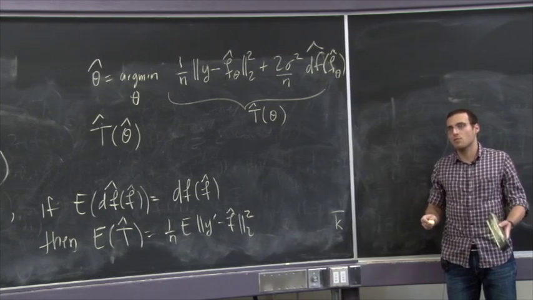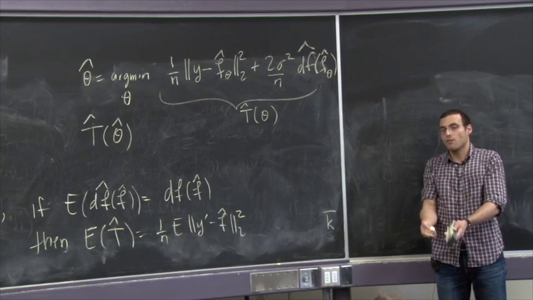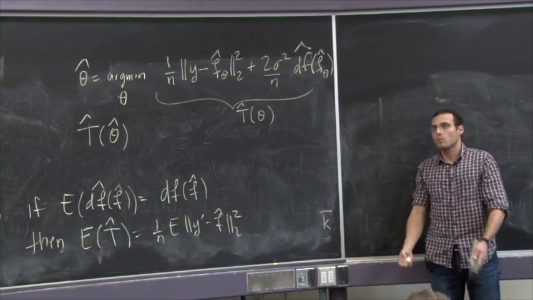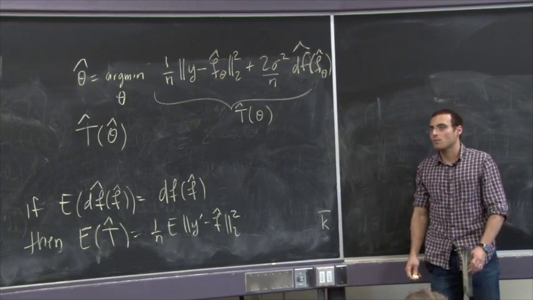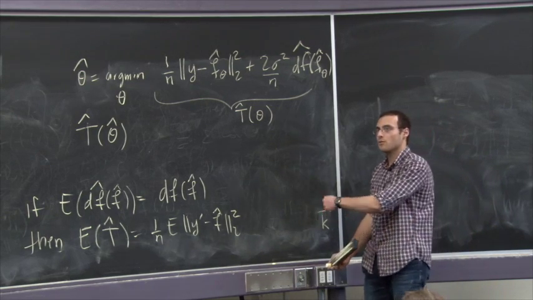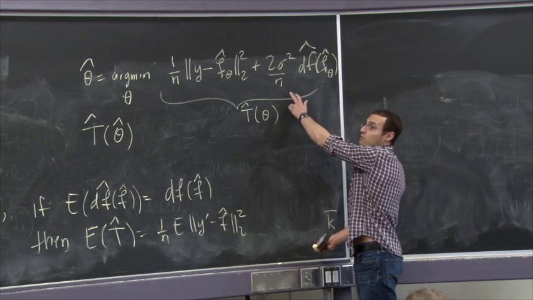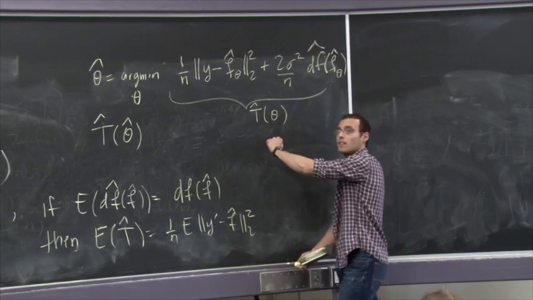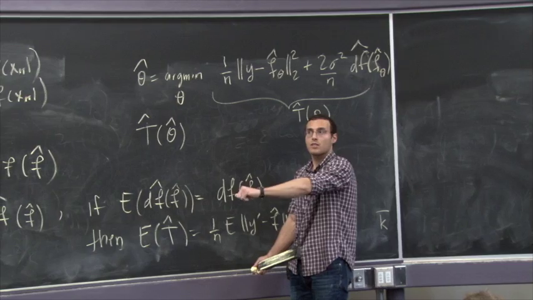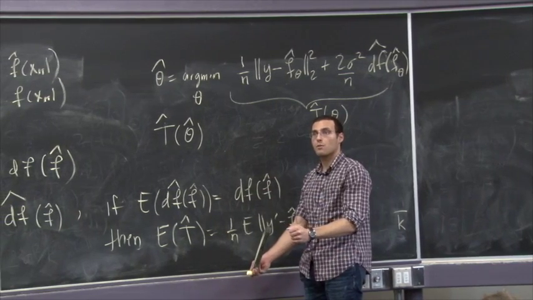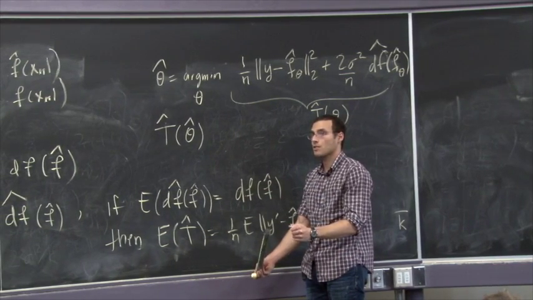Meaning, I have this procedure now where I fit some prediction function on data. The procedure is as follows. Try it for every tuning parameter value. Pick the one that makes this criterion the smallest, which I can evaluate. Call that theta hat. Then look at my prediction function at theta hat. That's the one I'm going to carry forward to make future predictions.